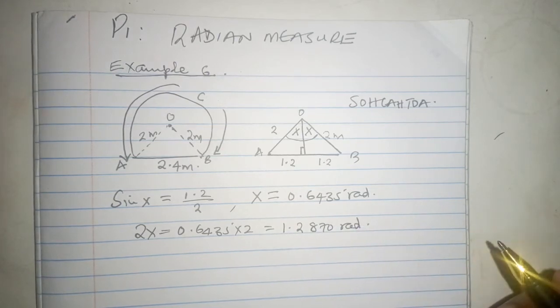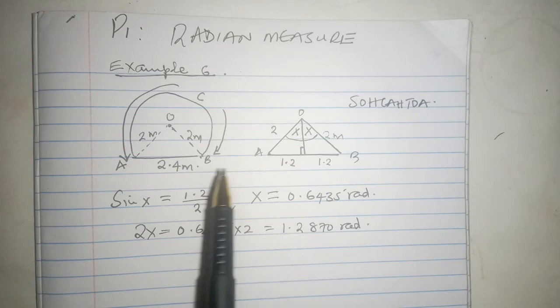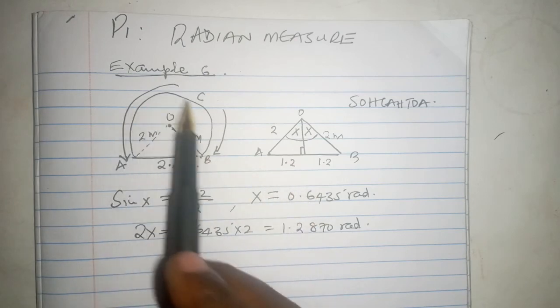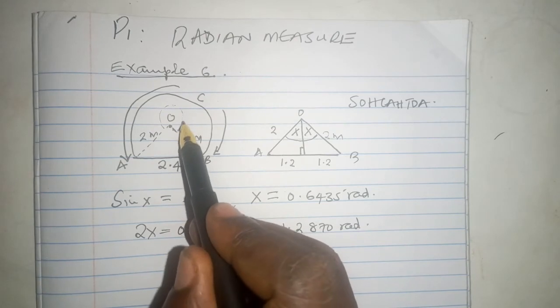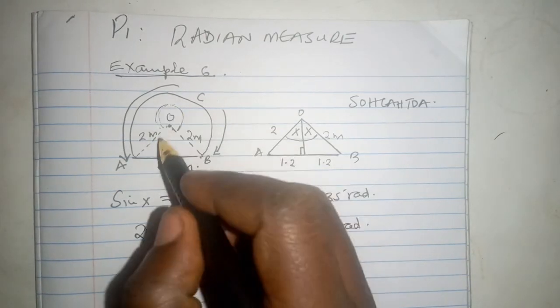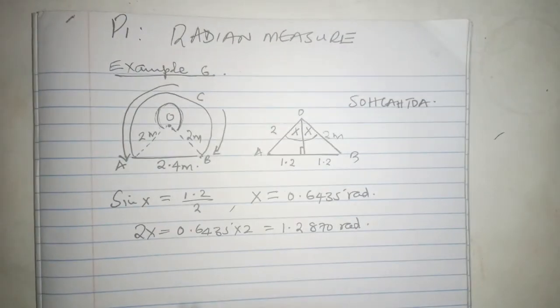But interestingly, that is not the angle we are supposed to be looking for, or that is not the angle that is going to give us the arc length C. It is this particular angle, the angle at this particular point. Let's call it theta.